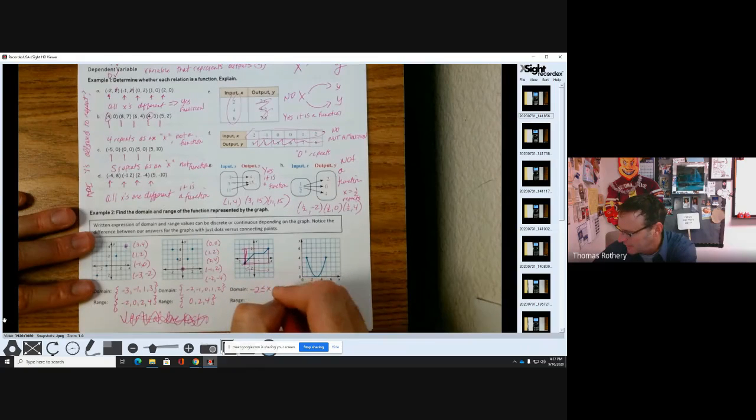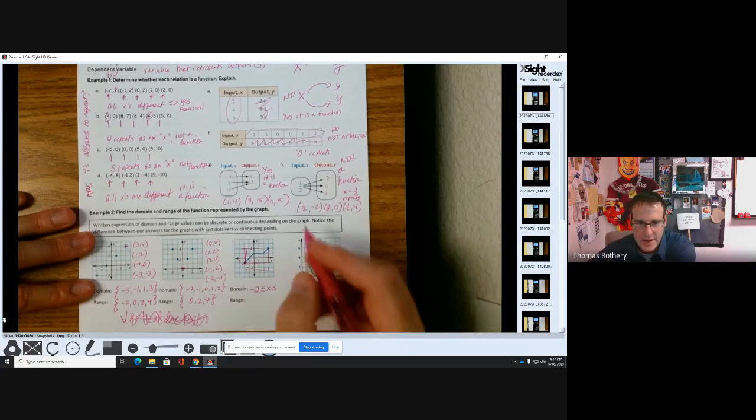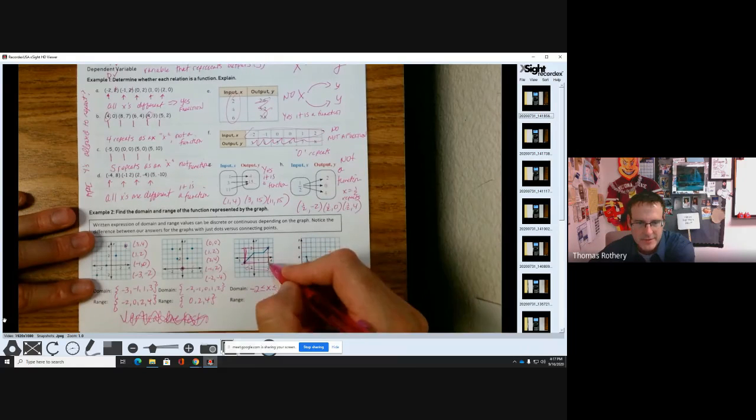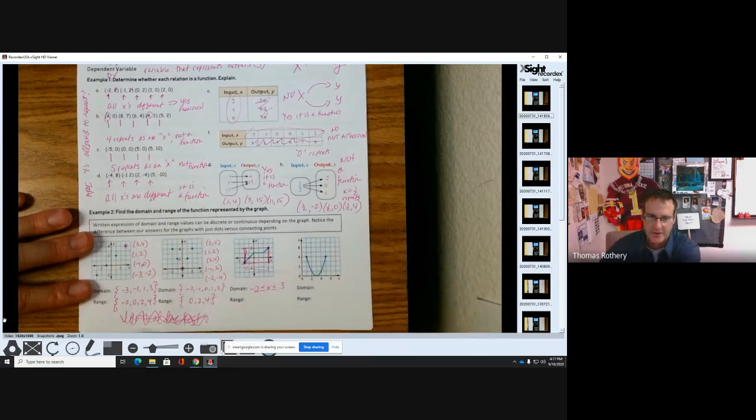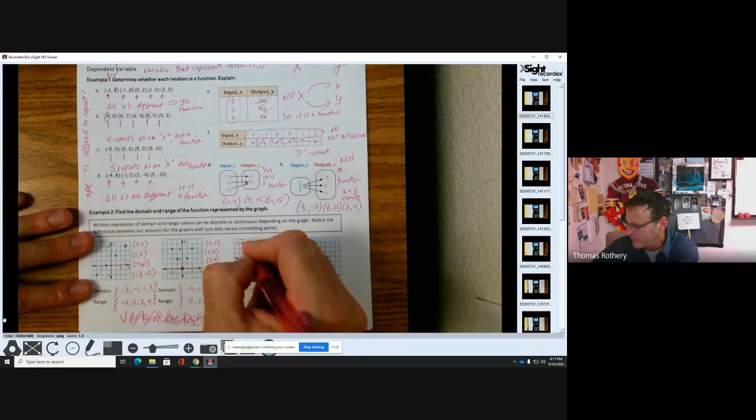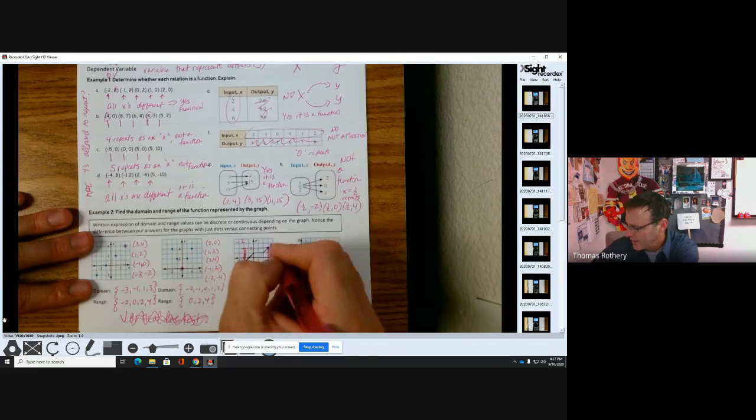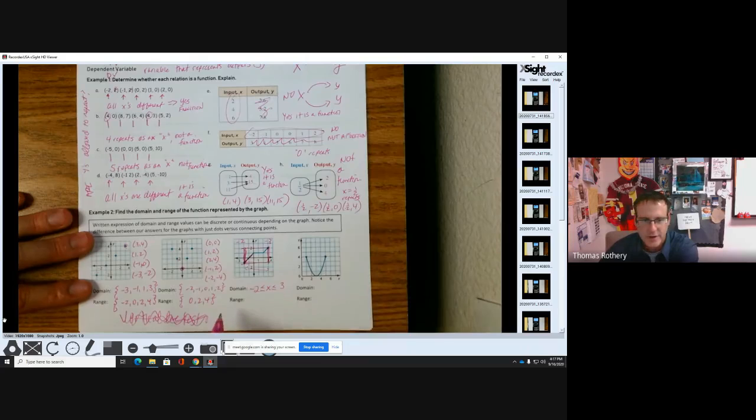-2 is less than or equal to x, which is less than or equal to... And then how far do I go to the right? Looks like 3. So my left-most boundary is -2, stops right here. Right-most boundary is 3. And that's how I write my x's.